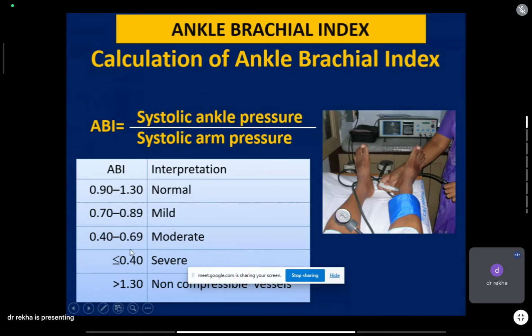So what is the normal ABI? ABI is normal if 0.9 to 1.3, and if it is less than or more than that, then we can say the patient is suffering from peripheral vascular disease. And this is the machine. How do we check the ankle brachial index?